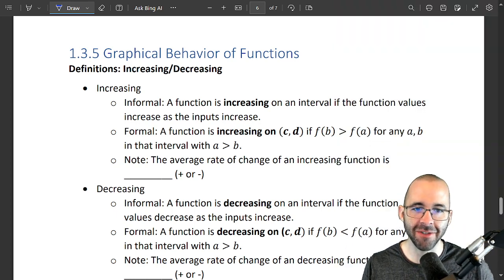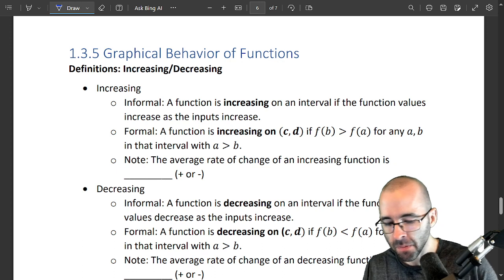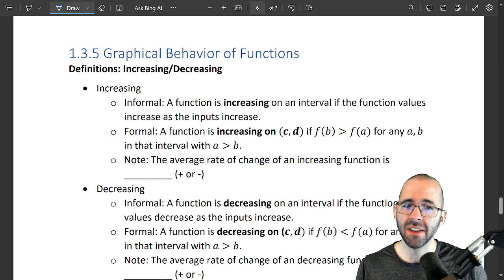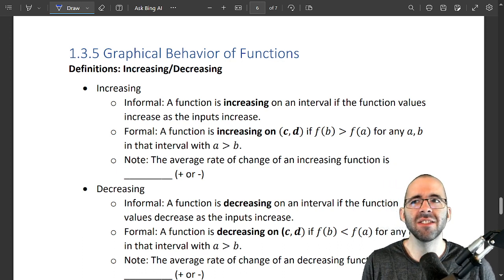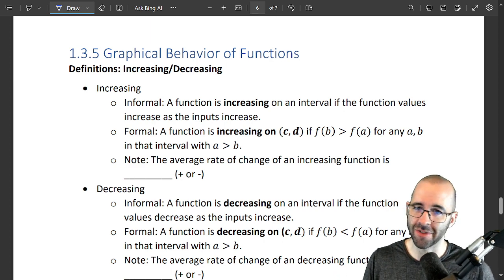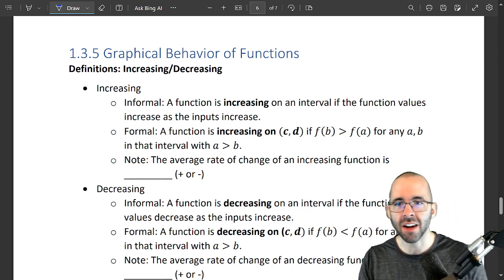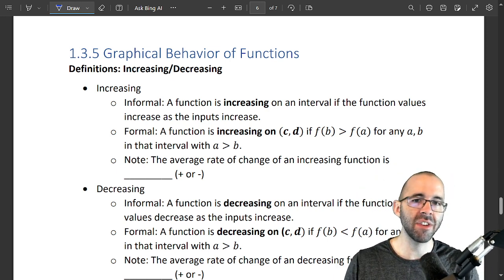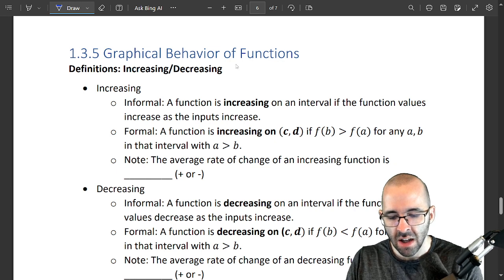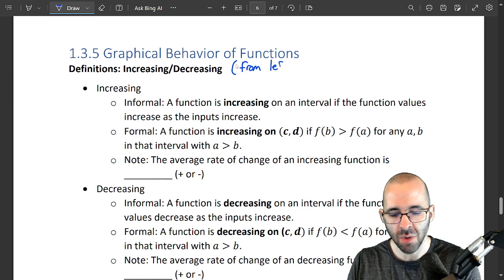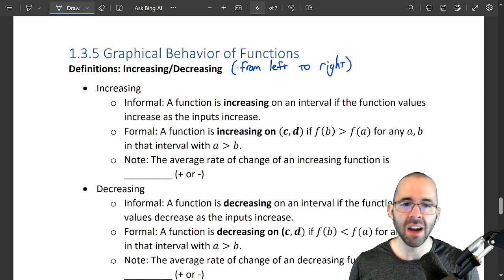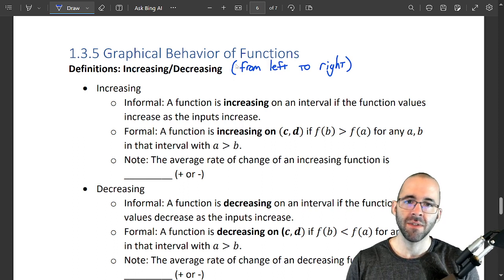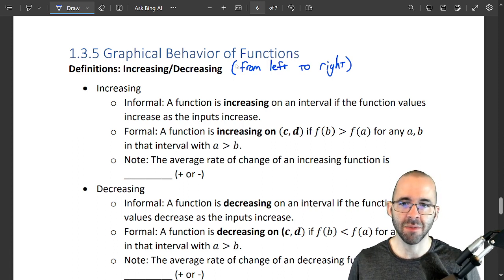Let's get into graphical behavior of functions, the last one for this section. And we got a lot of definitions here. I think some of these definitions should make sense, hopefully. A main thing to talk about, we have informal and formal definitions. I'm not going to talk about the formal definitions, but you have them in your notes. We should always think about this from left to right, from before to after, that'll make all of this make a little bit more sense.